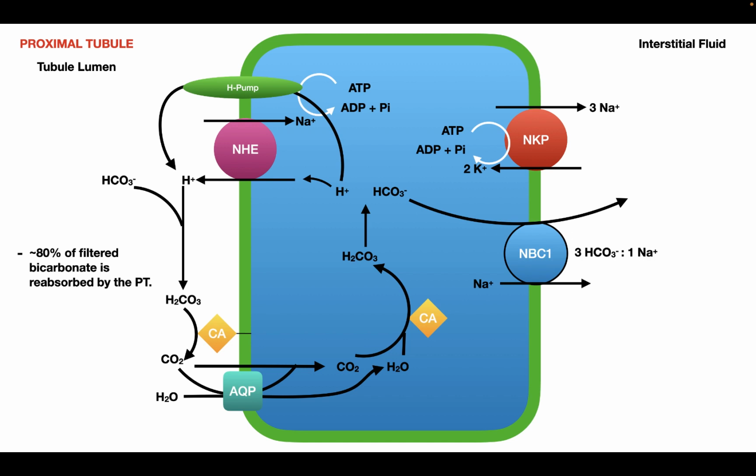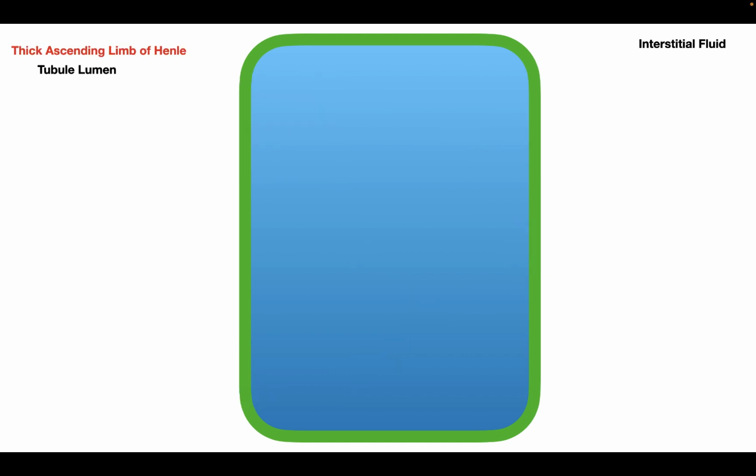So now let's move on to the thick ascending limb of Henle. How does the thick ascending limb of Henle deal with bicarbonate? The thick ascending limb of Henle is going to be very similar to the proximal tubule in how it deals with bicarbonate. On the basolateral membrane, we have the sodium-potassium pump.